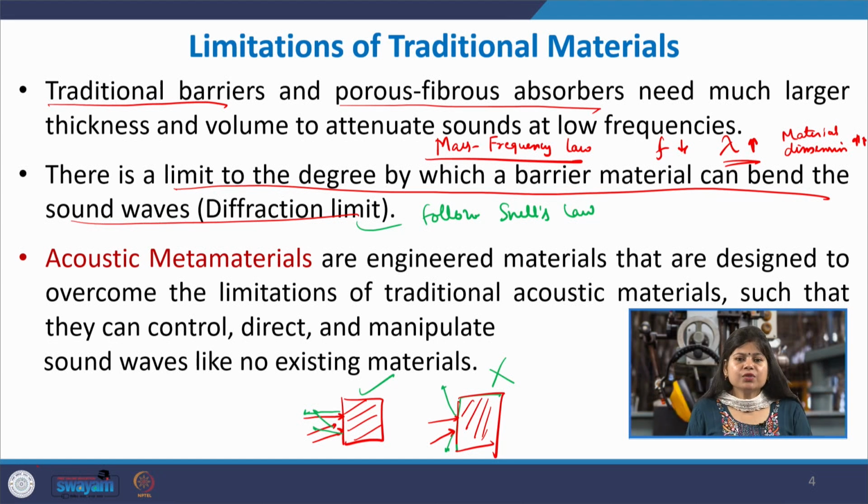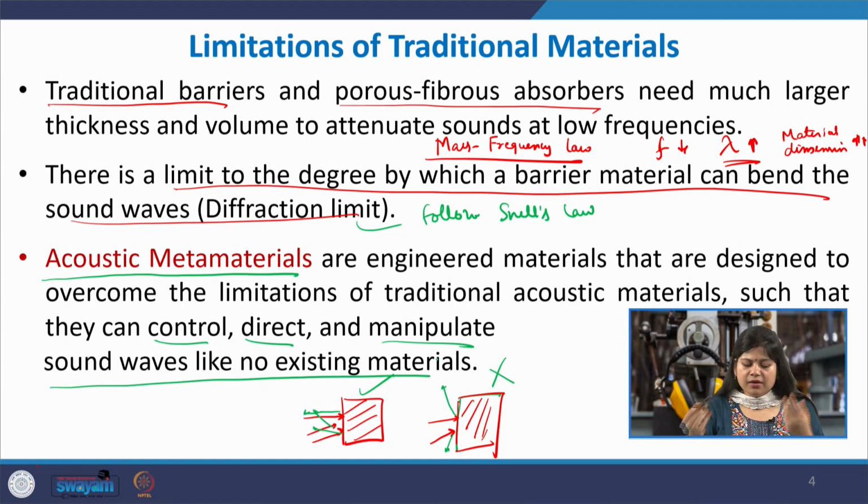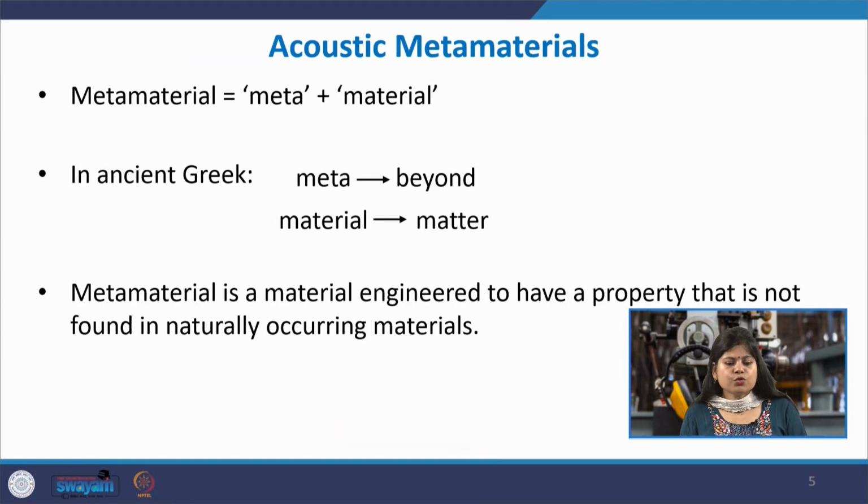So, to encounter these limitations, such as the limitations with respect to low frequency sound control and the limitations with respect to the level till which the sound waves can be diffracted, we have new engineered materials which are called acoustic metamaterials. These are engineered materials designed to overcome these limitations so that they can control, direct and manipulate the sound waves like no other existing material. So, what does this word mean?